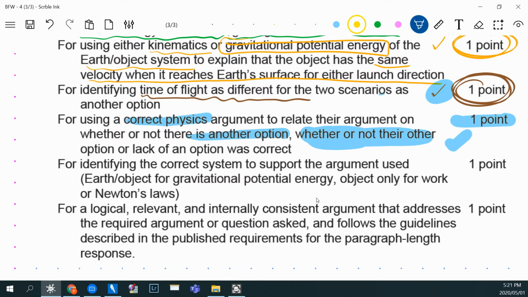The next point, switching over to yet another color here, is for identifying the correct system to support the argument used. That would be the Earth object system, if you're using gravitational potential energy, but of course, there are other ways you could have done it. You could alternatively have said a system consisting of the object only, which you should have said if you chose to use that other approach, including the Newton's laws kinematics approach, which I didn't do. Nonetheless, I definitely did that.